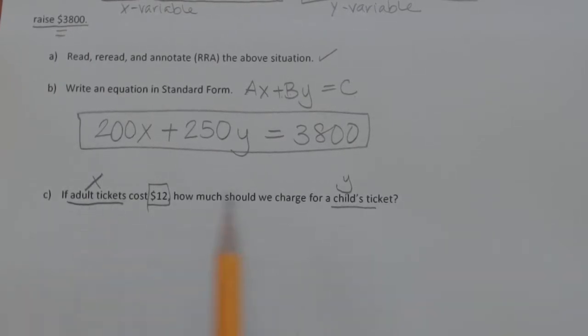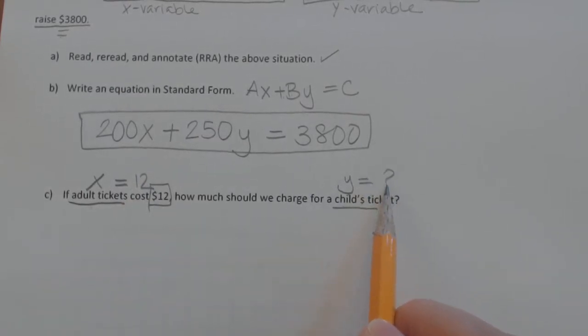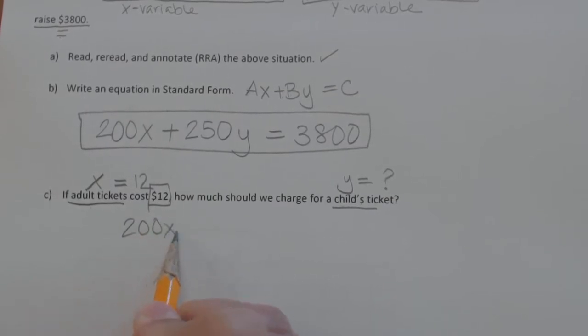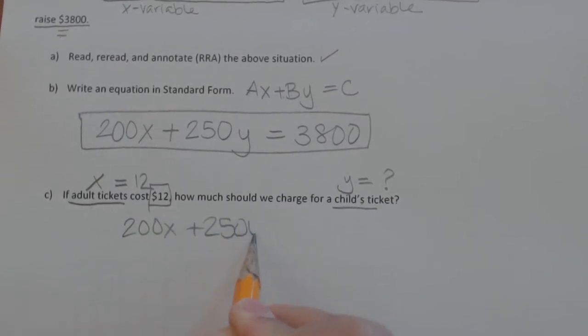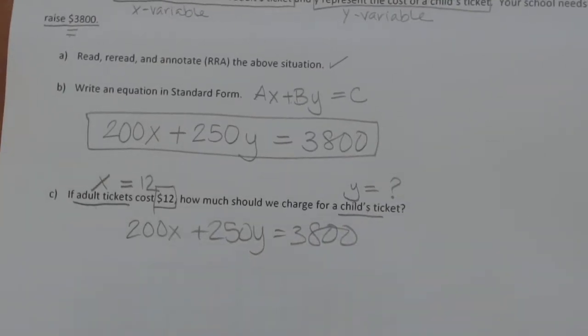So please notice how I'm putting my variables here. So this is really X equaling 12, and we need to find what Y is going to equal. So we're going to use our equation, 200X plus 250Y equals 3,800. We're going to get out our calculators.